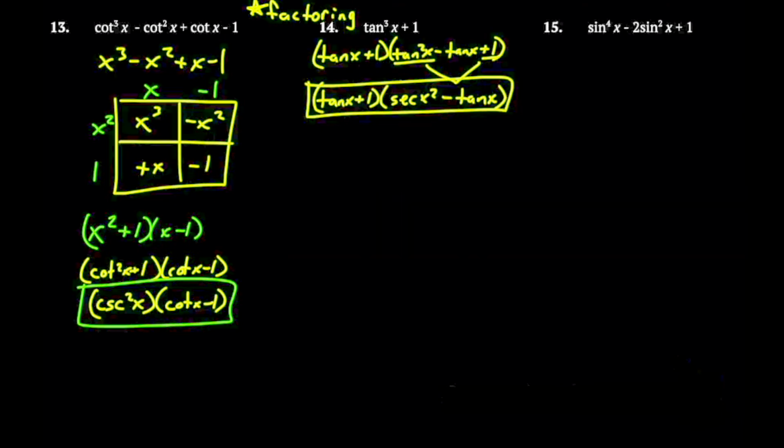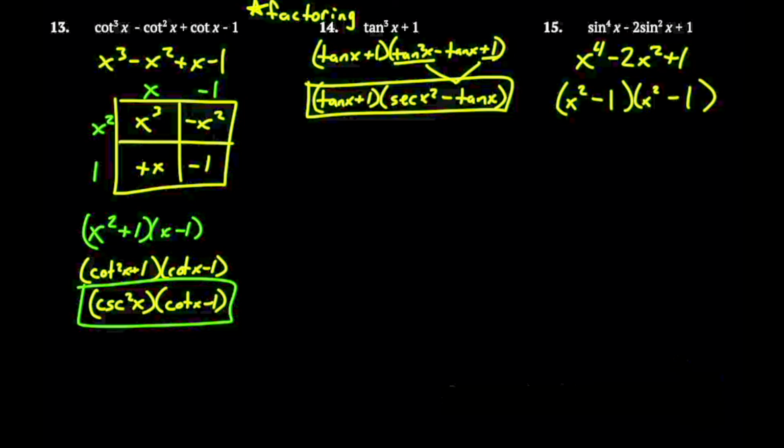With number 15, we'll try to factor this again. We have sine to the fourth minus 2 sine squared of x plus 1. And if you thought of this as x to the fourth minus 2x squared plus 1, you could factor that into, let's see, x squared and x squared. And then I just need 2 things that multiply to 1 and add to negative 2. So that'll just be negative 1 and negative 1. And then actually these factor farther because they're both difference of squares. So I'd have x minus 1 times x plus 1, and x minus 1 times x plus 1 again.